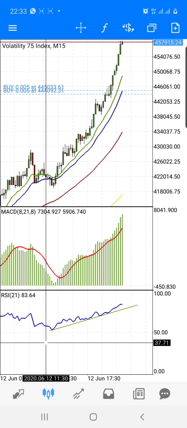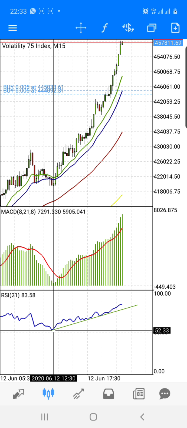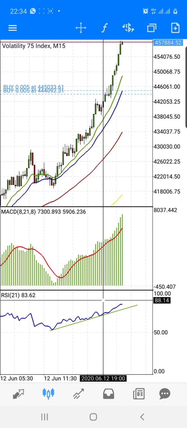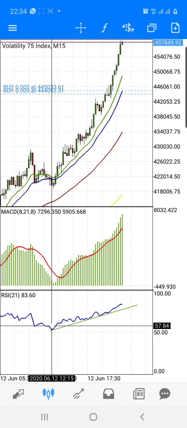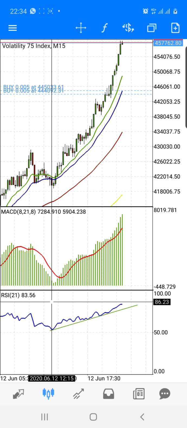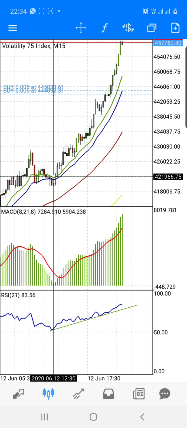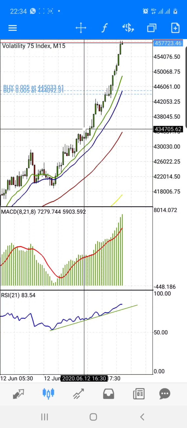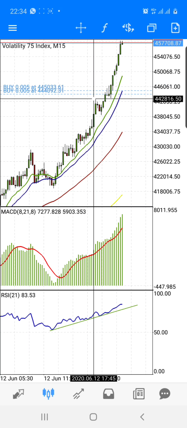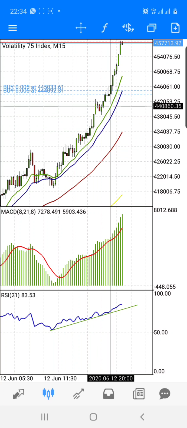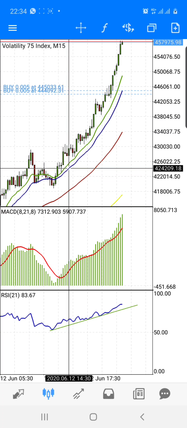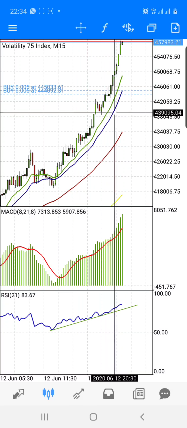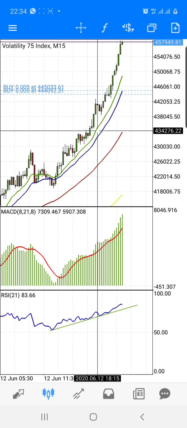You see, with this arrow, it is very straight. It's step buying from this particular point. When these three indicators, the green, the blue, and the red, are above the candlestick, it's telling you to buy. If they are below the candlestick, it's telling you to sell.